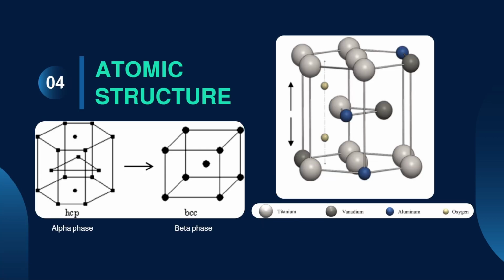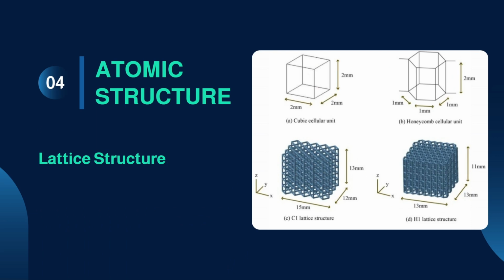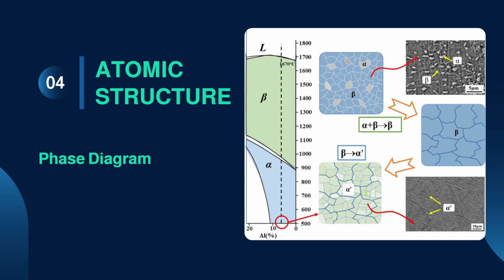After deciding on the material, let's take a deeper look at the properties. First being its atomic structure. At alpha phase, it adopts a hexagonal close-packed structure, and at beta phase, it adopts a body-centered cubic structure. The image on the right shows the structure of titanium 6 aluminum 4 vanadium, and this is the lattice structure of titanium 6 aluminum 4 vanadium, and its phase diagram.